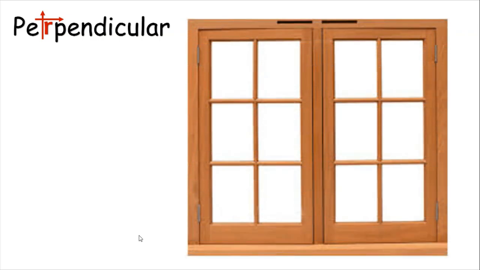So a window. Now on here we can see some horizontal lines and some vertical lines, and we've got quite a few perpendicular lines happening in this window, and there's more than I've highlighted in yellow. There are other ones in there too, but we've got the lines of the frame going across horizontally and down vertically, and they are meeting at right angles. Now if the beam going across was slightly slanted upwards or downwards, then it wouldn't be perpendicular because it wouldn't be meeting at a right angle, but because it's perfectly straight, it does.